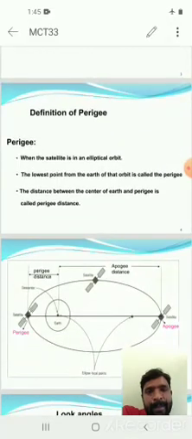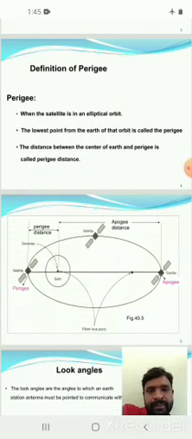Definition of perigee. When the satellite is in an elliptical orbit, the lowest point from the earth of the orbit is called perigee. The distance between the center of the earth and perigee is called perigee distance.